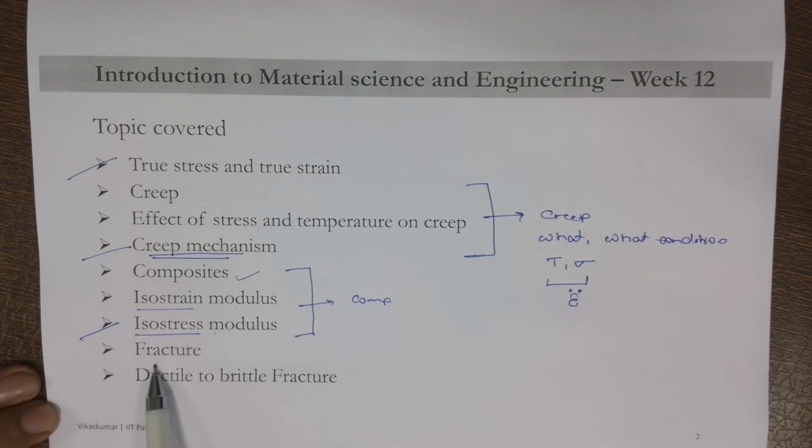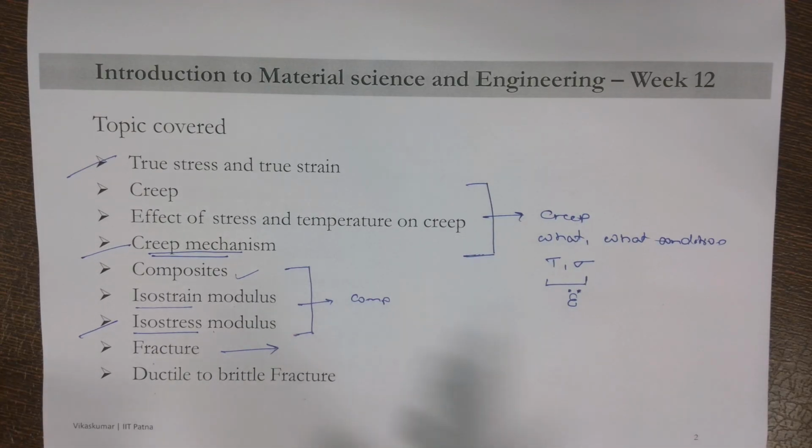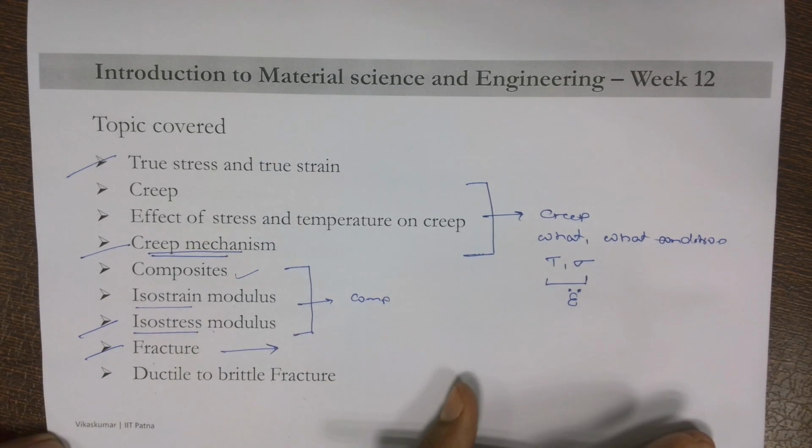Then later on we discussed fracture, and ductile to brittle fracture. For example, we discussed that there are two types of fracture. Sorry, one is a brittle fracture and one is a plastic fracture. How do they differ from each other? They differ in the energy absorbed. In the case of plastic deformation, the energy absorbed will be more, while in brittle fracture, the energy absorbed will be very less. So these are the things that we have covered.